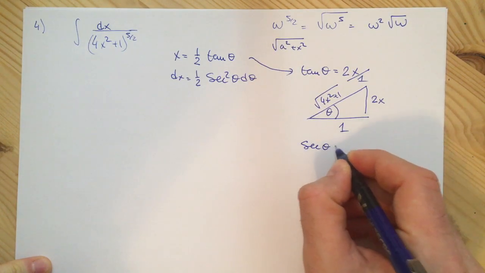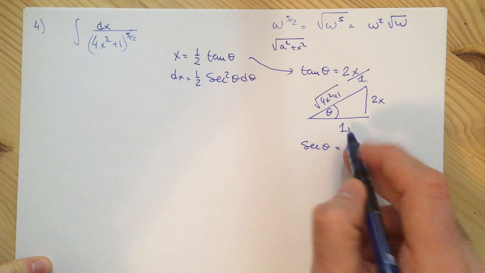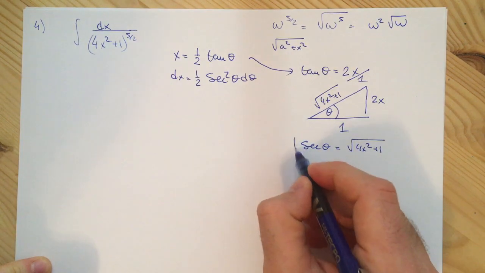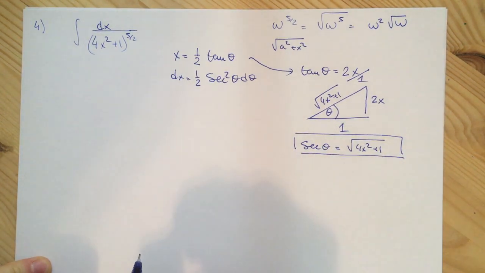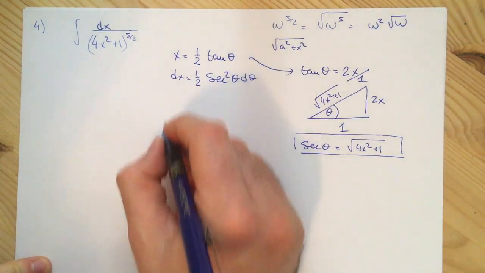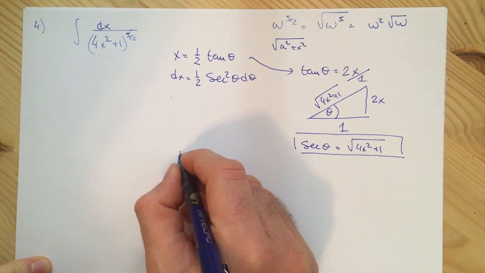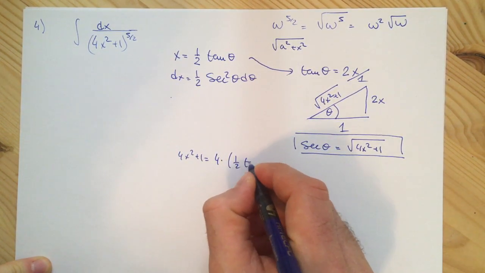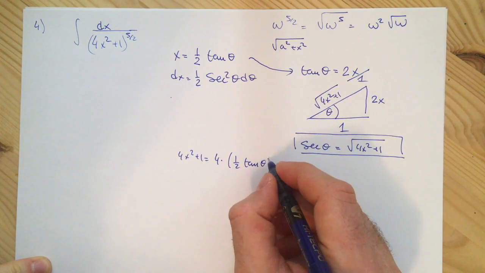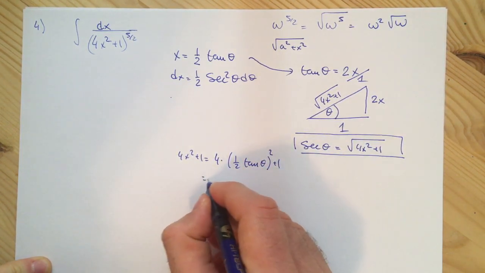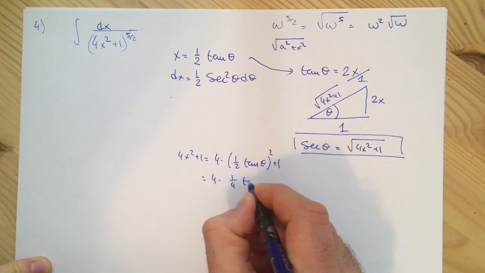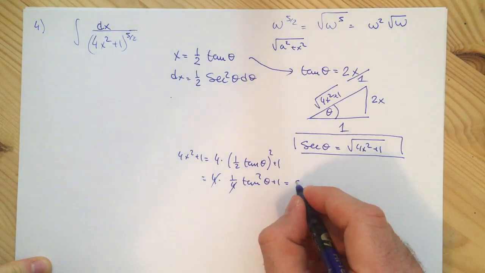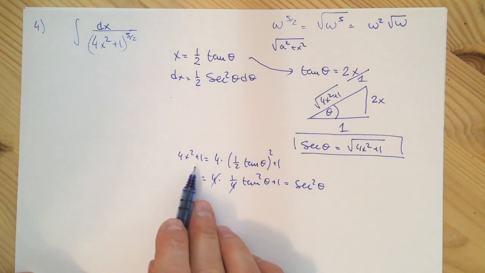Because if you have secant of theta, secant theta is what? Hypotenuse over adjacent. Right away, that's the square root of 4x squared plus 1. And you have that expression. How much is that root? Or if not, you can simply write it right here. 4x squared plus 1 is equal to, now apply the substitution, 4 times (1/2 tangent of theta) squared. That whole thing is your x, plus 1. That's 4 times 1 over 4 tangent squared theta plus 1. These cancel. Tangent squared plus 1 is secant squared of theta. So there you go.